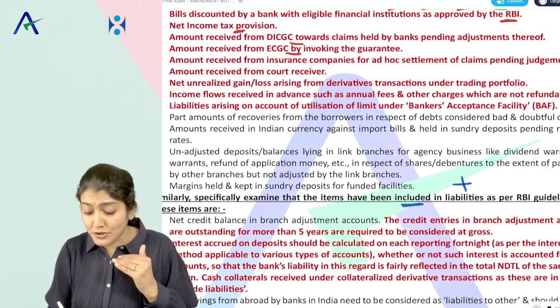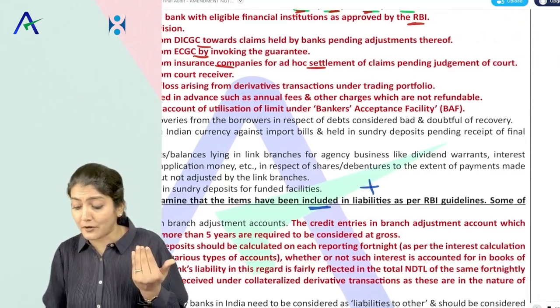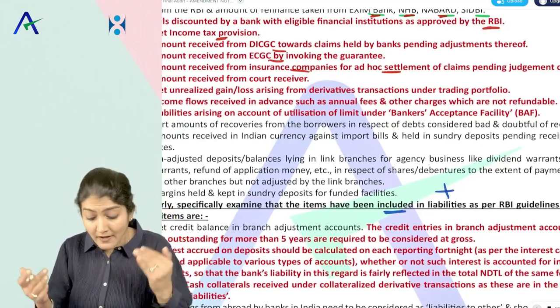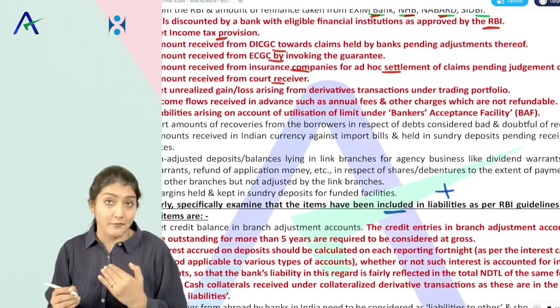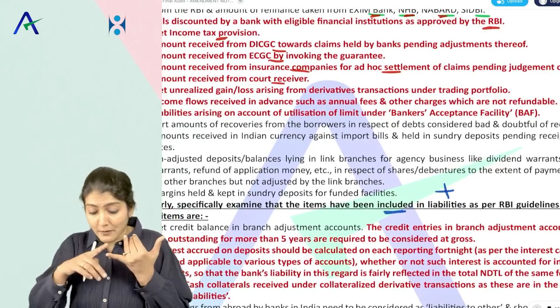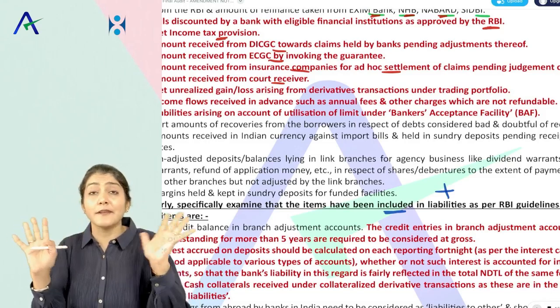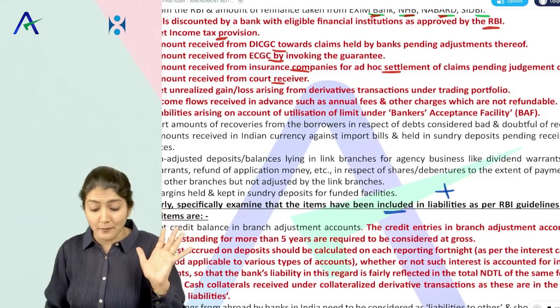Amount received from an insurance company for an ad hoc settlement of claims pending judgment of the court: again, it is to be excluded. And then amount received from the court receiver. Right, so all amounts received from DICGC, ECGC, insurance company, court receiver are excluded from the liability, excluded from DTL.